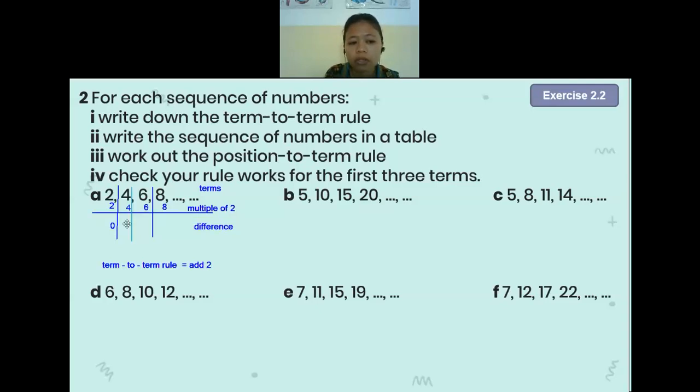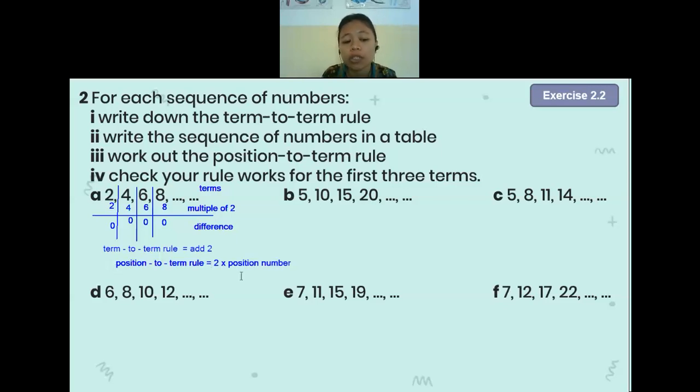Is my voice not audible enough? Yes, no difference. Because there is no difference, for the position to term rule, it will be directly 2 times position number. There is no addition after the position number. We do not add any number because there is no difference. Is there anyone having difficulties or confused by my explanation?